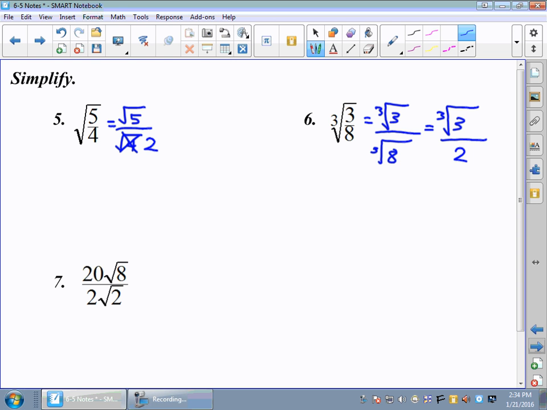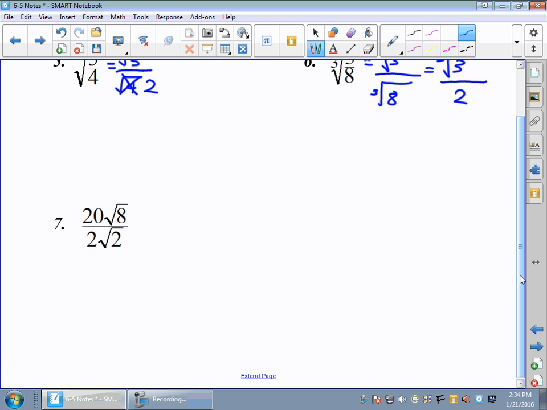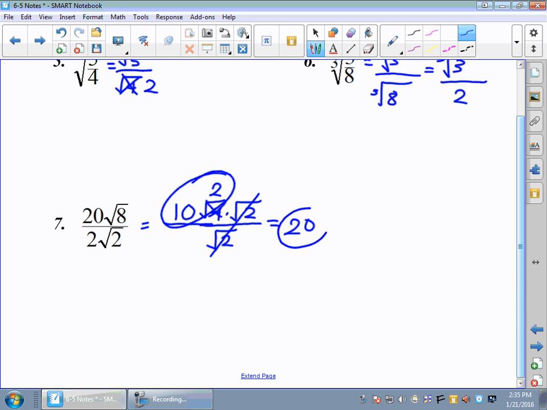And number 7, there's several different ways to do number 7. Probably the easiest way, my favorite, is to divide. And so you have 20 divided by 2 is 10. And then break 8 into 4 and 2. Keep root 2. And so I rewrote 8 as a product of 4 and 2. I divided the 20 by 2, and these root 2's cancel. Square root of 4 becomes 2, and 10 times 2 is 20. But there's more than one way to do that, but that is probably the quickest, the least amount of work.